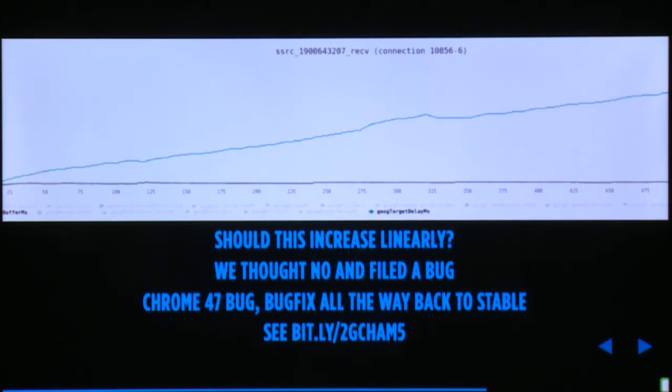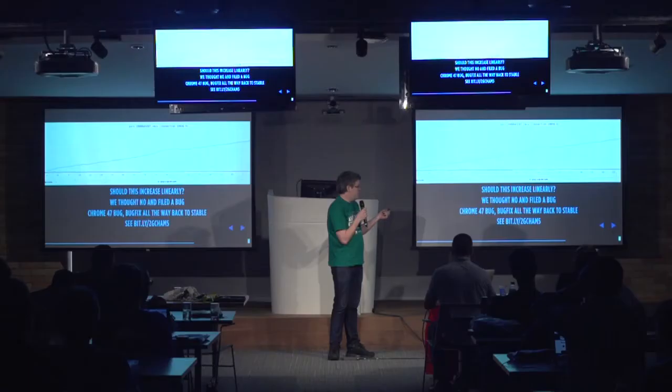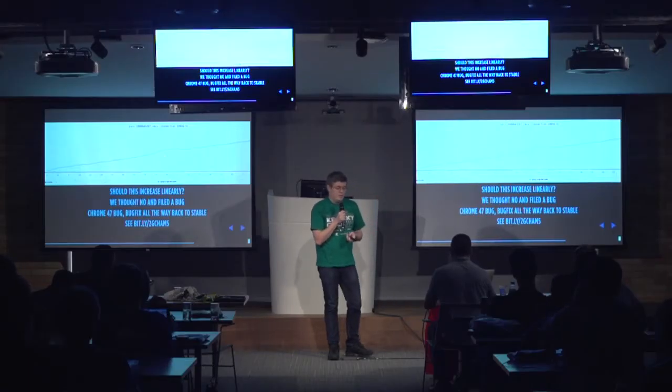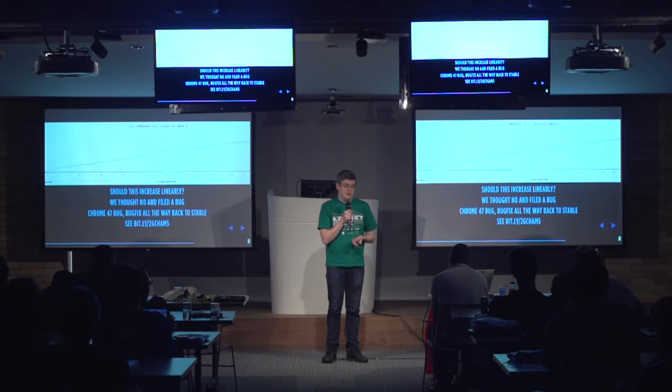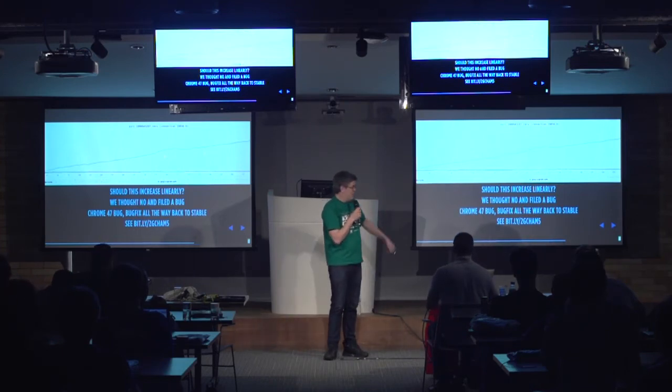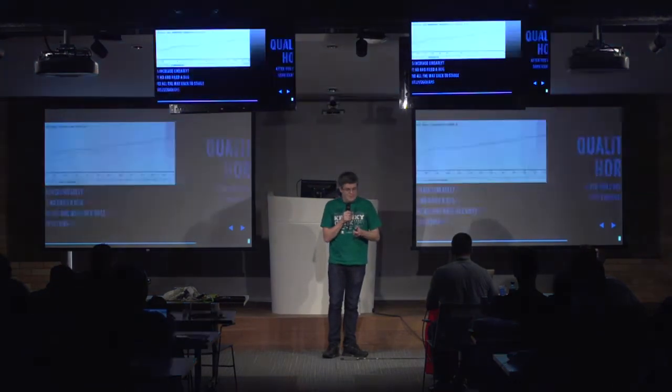And it turned out to be an issue with specific cameras where the timestamps were off and this desync was growing. It was pretty severe in Chrome 47, and Google fixed it very quickly after they could reproduce it, and the bug fix got back all the way to stable. More about that URL if you're interested.